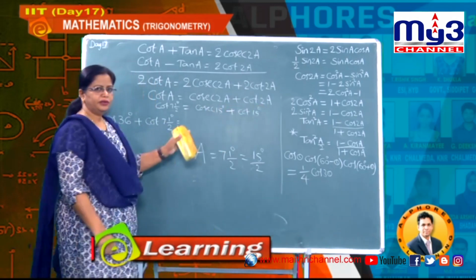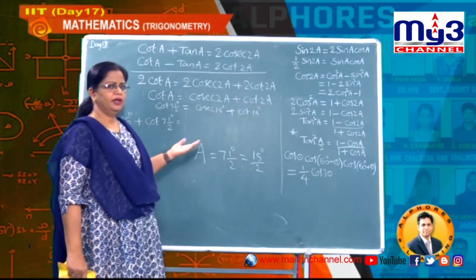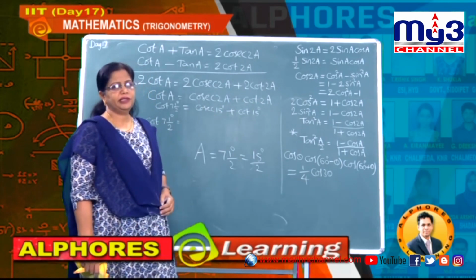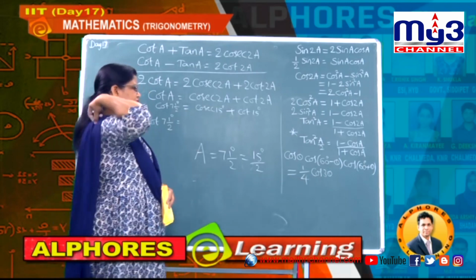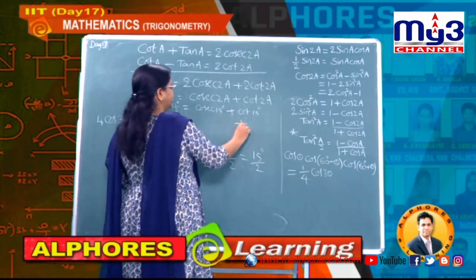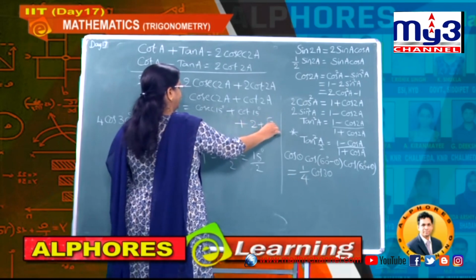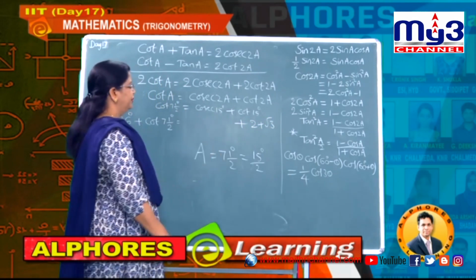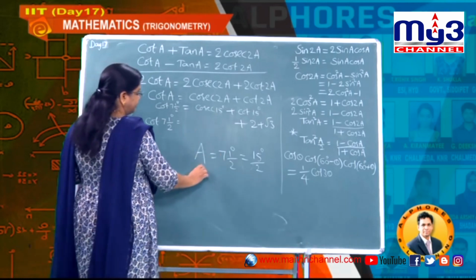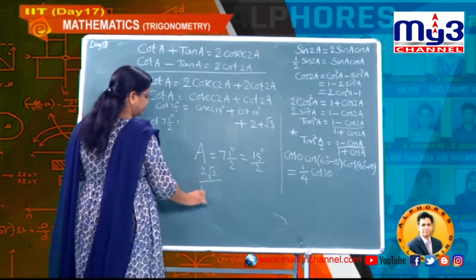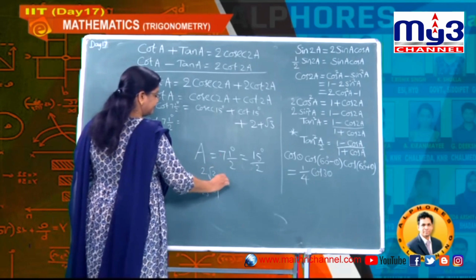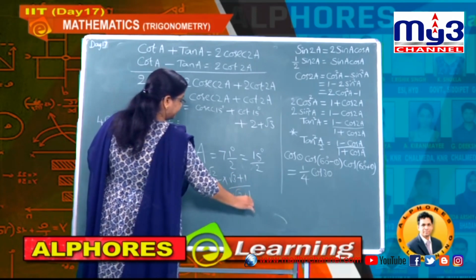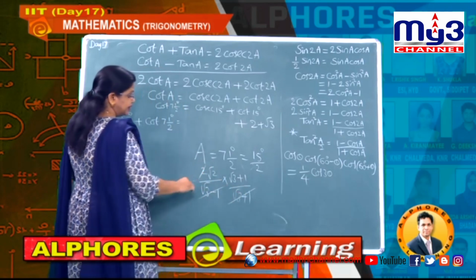Okay. Now cosecant 15 is nothing but 1 divided by sine 15. Cot 15 is a known value, 2 plus root 3. So this value is 2 plus root 3 and this value is root 6 plus root 2. Okay. After you do this, 2 root 2 divided by root 3 minus 1 into root 3 plus 1 divided by root 3 plus 1, and then these two values cancel here.